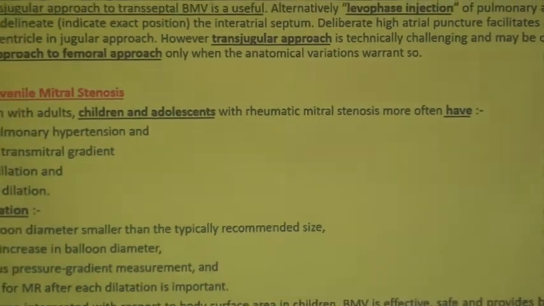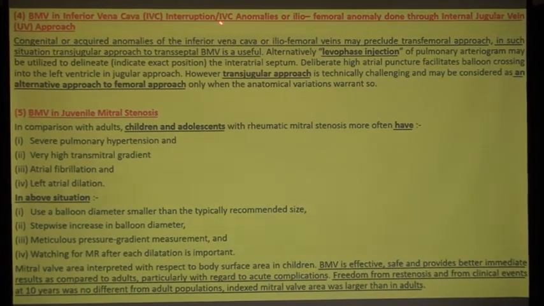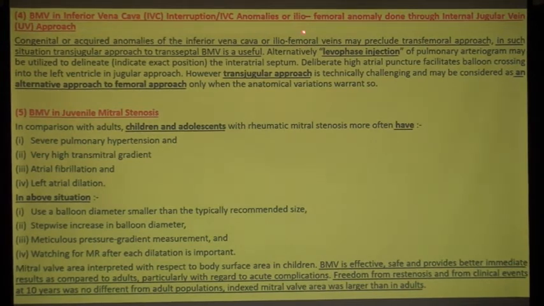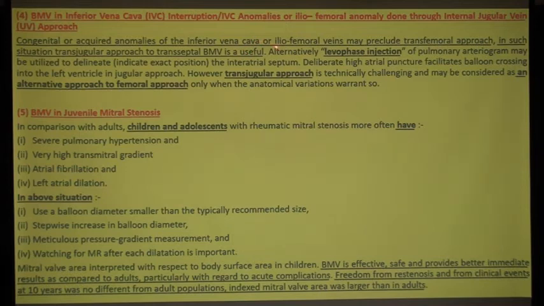Now in the fourth scenario, balloon mitral valvuloplasty in inferior vena cava interruption, or inferior vena cava anomalies or iliofemoral anomaly. Then we have to do the valvuloplasty through the internal jugular vein approach. Congenital or acquired anomalies of the inferior vena cava or iliofemoral veins may preclude the transfemoral approach. In such situations, the transjugular approach to transseptal balloon mitral valvuloplasty is useful.